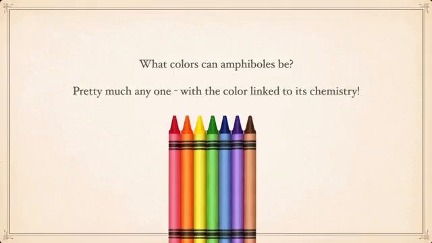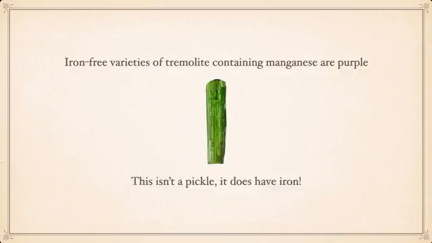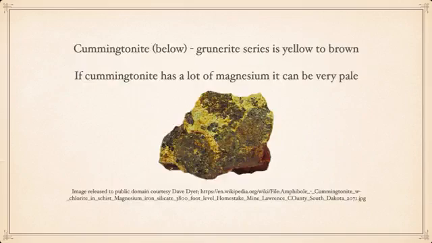So let's look into some of the substitutions and really what can occur. Iron-free varieties of tremolite containing manganese are purple, but if it is not iron-free, it's green. So green or purple, all depending on whether or not you have iron, just for tremolite.